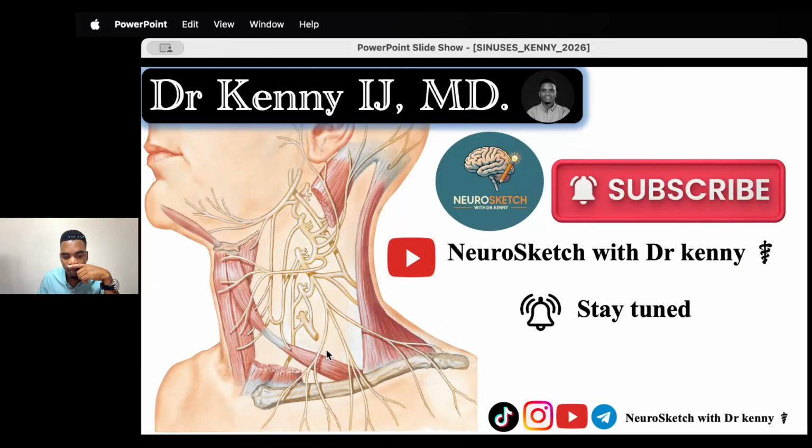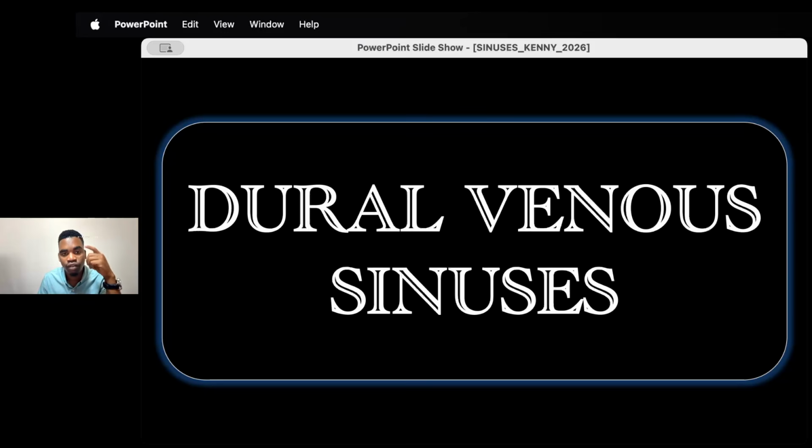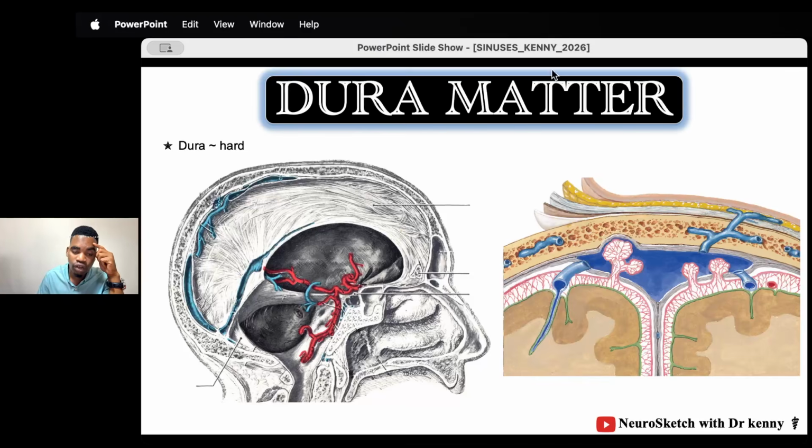Today we're going to discuss the dural venous sinuses, but before we dive into details, let's have a quick recap on the meninges. We said we have three layers of the meninges, and the outermost layer is called the dura mater, and the word dura means hard. Now, the dura mater has two layers: the periosteal layer, which is adherent to the bones of the cranial cavity, and the meningeal layer, which is close to the other meninges.